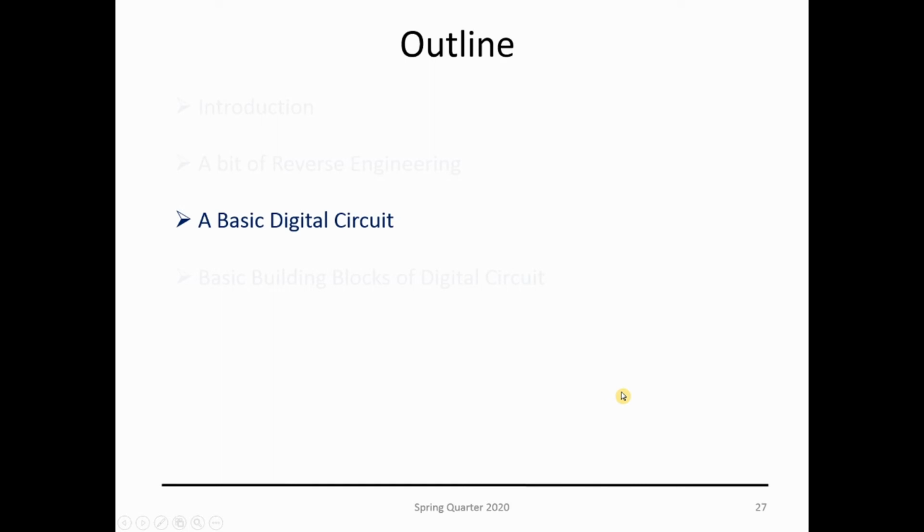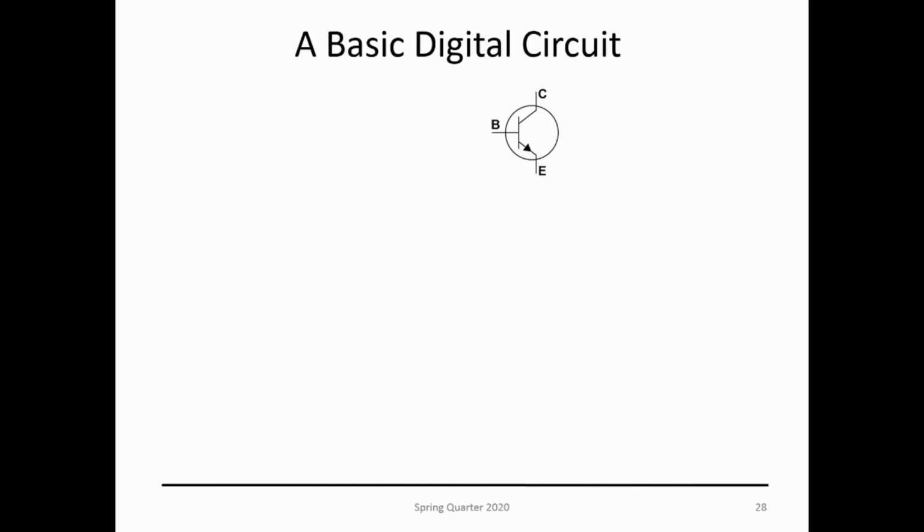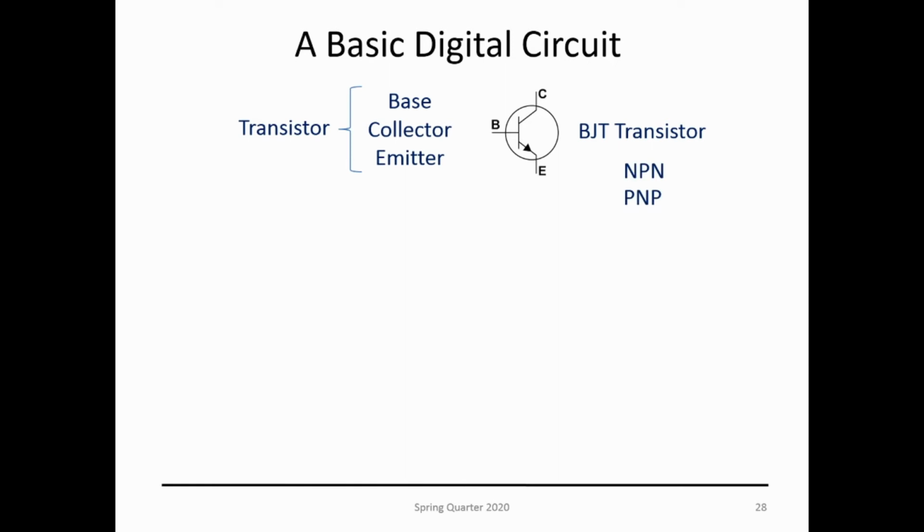So let's look at the basic digital circuit. It all starts with a transistor, and we have different types of transistors. In this case it's called a BJT, and a BJT has 3 pins, a base, a collector and an emitter, and we have 2 flavors here, NPN and PNP. It's just the way that these transistors are built. The one that we're going to focus on is the NPN, which is this exact one that you see over here.